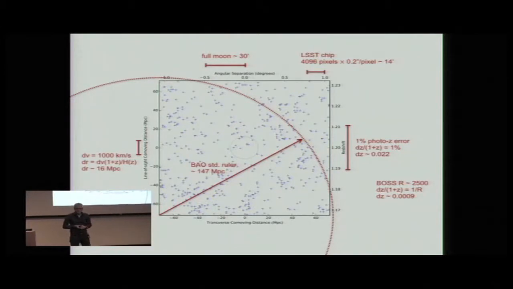We wouldn't want to take 1 over z of 0, so it's just a convention. I mean, 1 plus z is kind of like wavelength, so it's a good proxy.